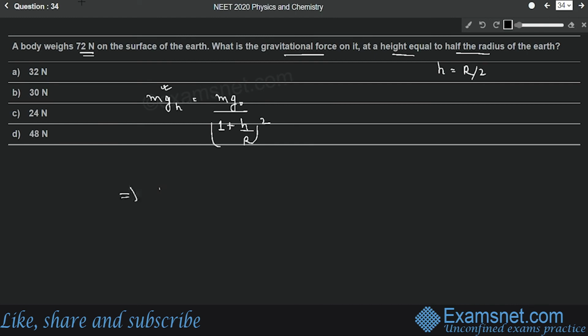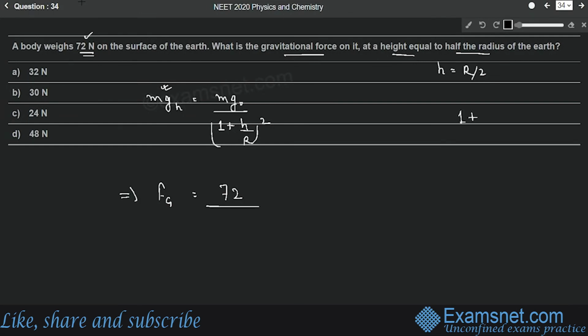Okay, so we can write Fg here. Now mg naught, that means weight at the surface of the earth, is given as 72 Newton. So we'll put 72 Newton here. Then here we have to write 1 plus h by R. So what will be the value of 1 plus h by R?